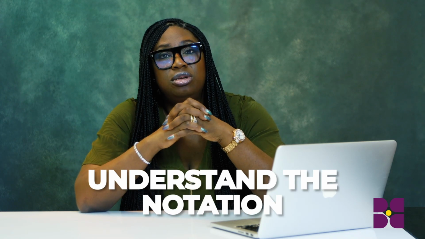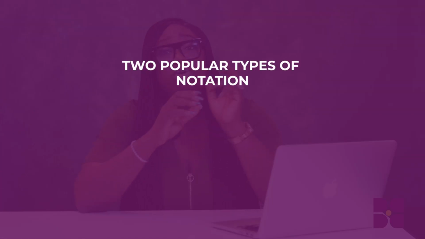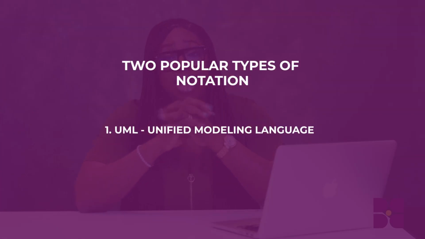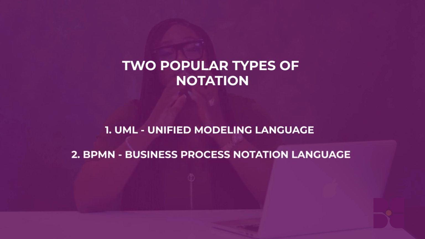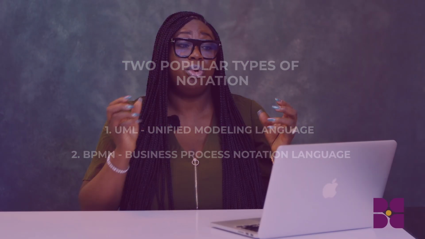One of the things I tell my students to do is to understand the notation. We have different types of notation. Two popular ones are UML and BPMN. UML is Unified Modeling Language and BPMN is Business Process Model and Notation. So how do you understand the differences? We will share an example with you so you can see what this actually looks like.